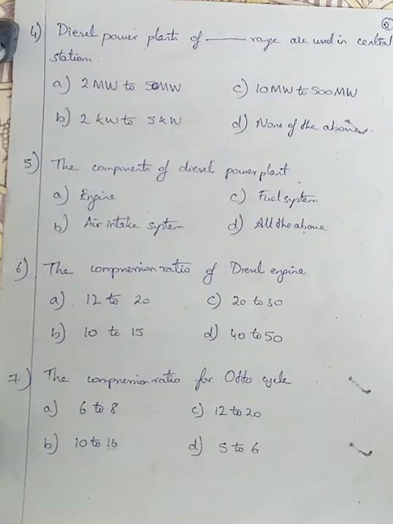Question number 4. Diesel power plants of dash range are used in central stations. Option A is 2 megawatt to 50 megawatt. Option B is 2 kilowatt to 5 kilowatt. Option C is 10 megawatt to 500 megawatt, and option D is none of the above. For central stations we will be using 2 megawatts to 50 megawatts. So I'm going with option A, 2 megawatts to 50 megawatts.